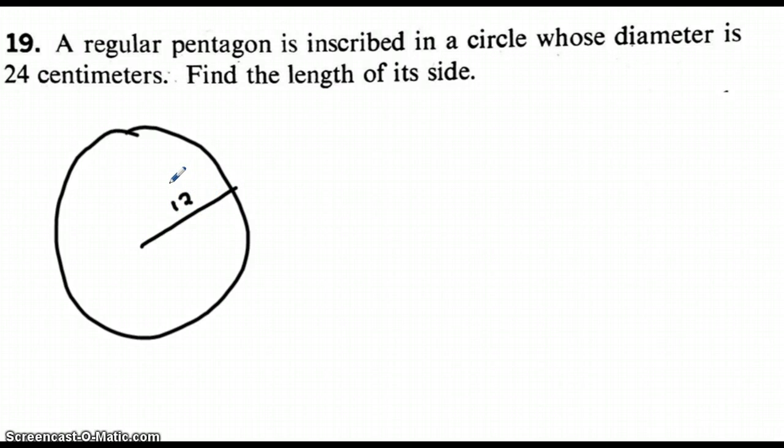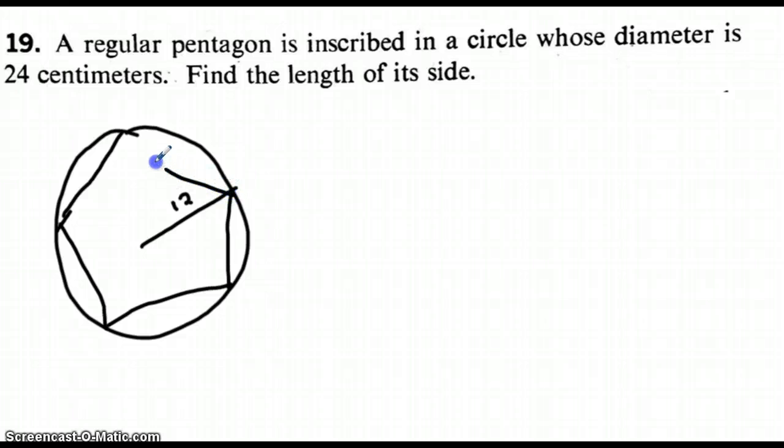Well, there's a regular pentagon inscribed in here. Let's try and draw a pentagon. Now, a regular pentagon just means that the sides and the angles are all congruent. We need to find the length of the side. So a side right here, something. I'm going to draw another radius from the center out to the edge of the circle, and this is going to be 12 also.